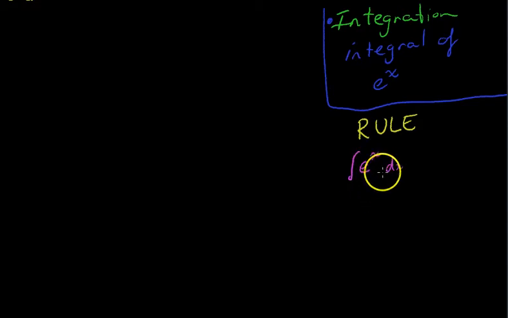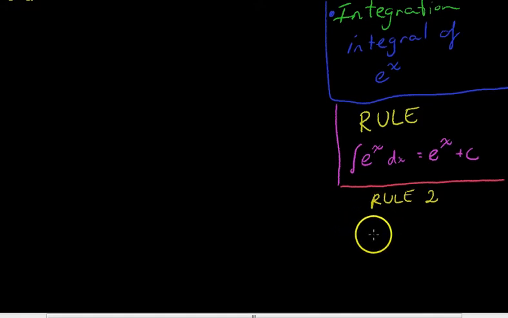You should remember that the derivative of e to the x is simply e to the x. That means the integral of e to the x is also going to be e to the x, but don't forget there's some sort of constant factor there as well. So the integral of e to the x dx, the integral of e to the x with respect to x, is equal to e to the x plus c. Rule number one. So we'll go one step further here.